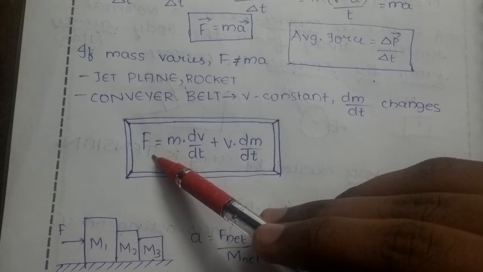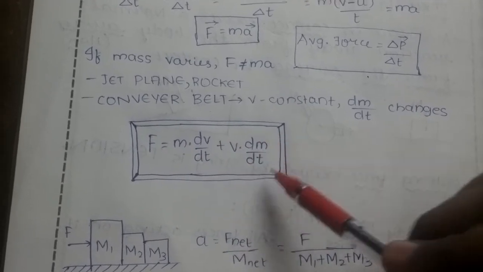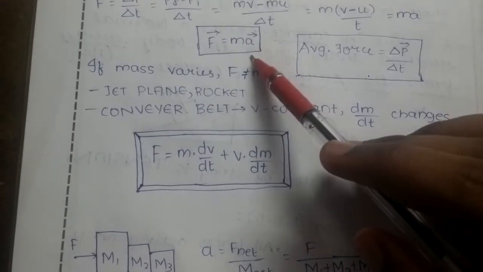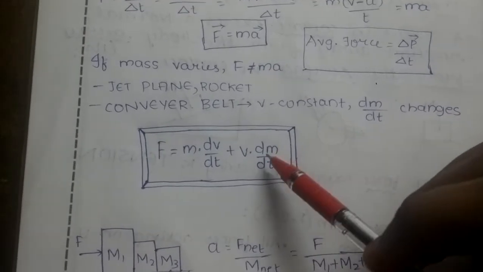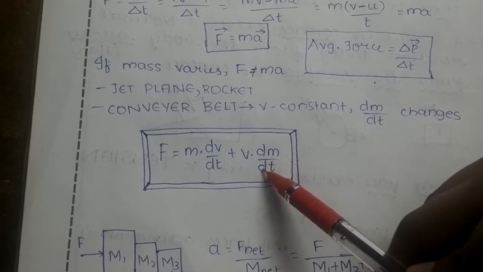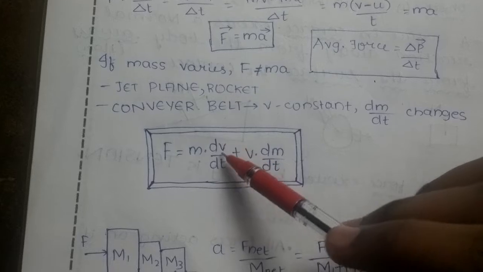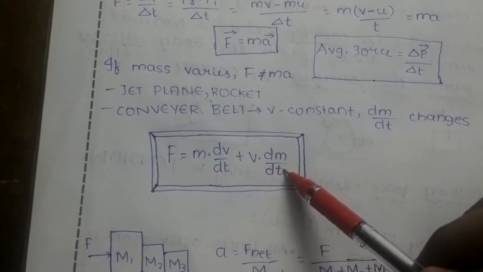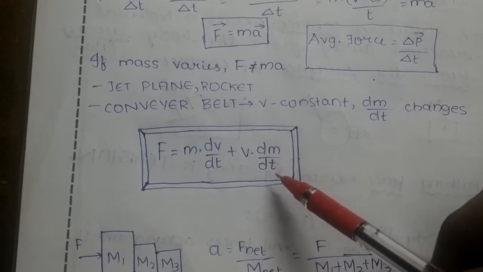So this is the correct one. F is equal to m dv by dt plus v dm by dt. This is the actual second law. F is equal to ma is not always true, but this is always true. If mass does not change, dm by dt is equal to 0. That means m dv by dt, and dv by dt is acceleration. F equal to ma if mass does not vary. If mass does not vary, dm by dt is equal to 0. This is the second law.